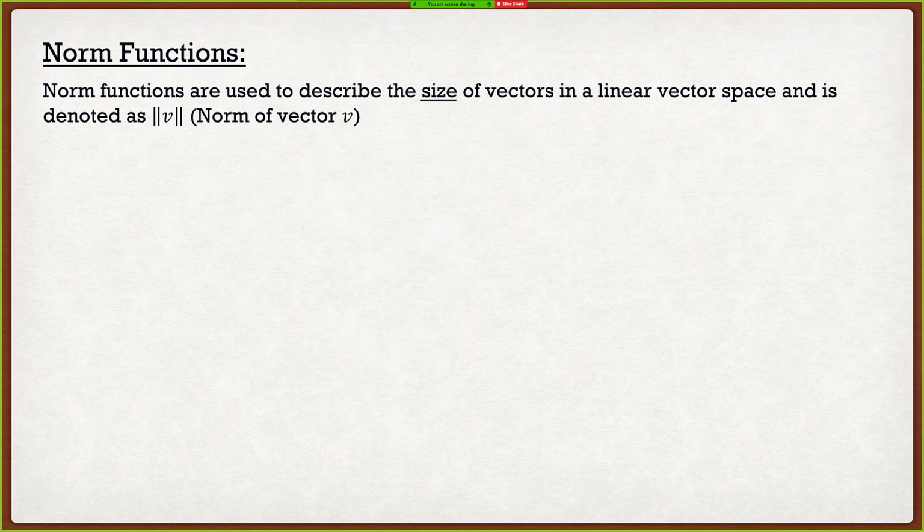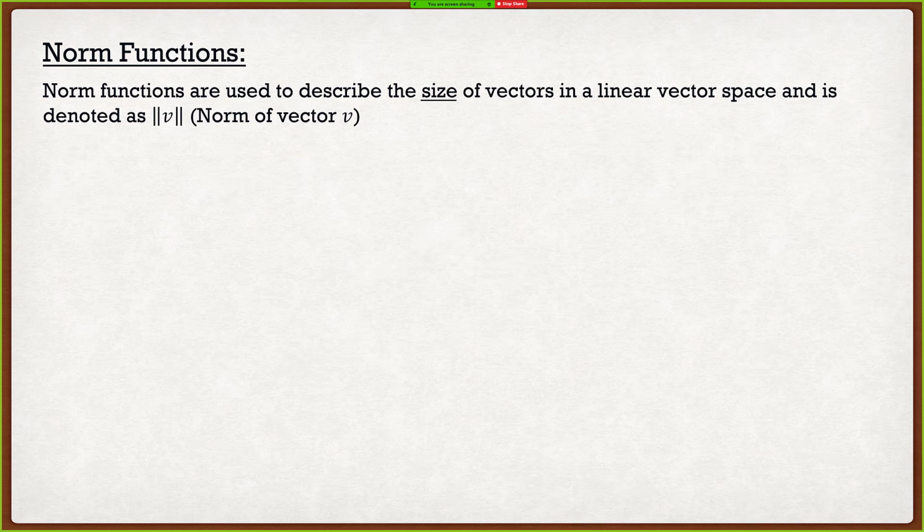So in statics, when we talked about vectors, one of the things that we talked about a lot was the magnitude of a vector or the length of a vector. That's essentially a norm function or a specific type of norm function. As you guys will see, there's actually a lot of different norm functions. Norm functions are functions used to describe the size of vectors in a linear vector space, and it's typically denoted as the double absolute value signs around v, which I would read as the norm of vector v.